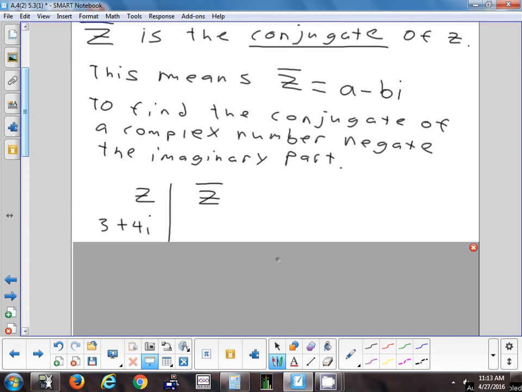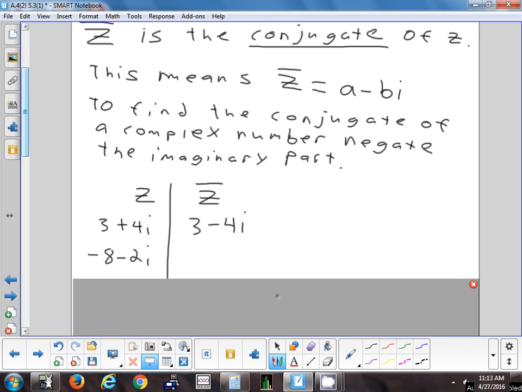All right, so the first one I'll start off with is 3 plus 4i. Anybody think they can tell me what the conjugate of 3 plus 4i would be? 3 minus 4i. Yep, 3 minus 4i. That's it. That's the conjugate. You'll see what the conjugate is useful for in a second. How about negative 8 minus 2i? Yep. Negative 8 plus 2i. That's it, just negative 8 plus 2i.